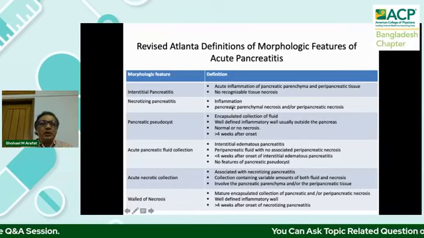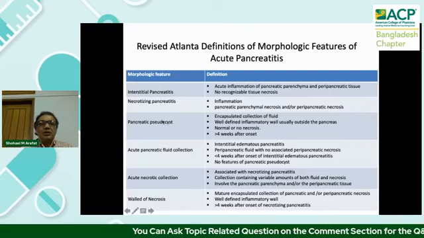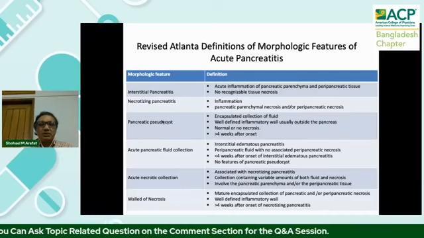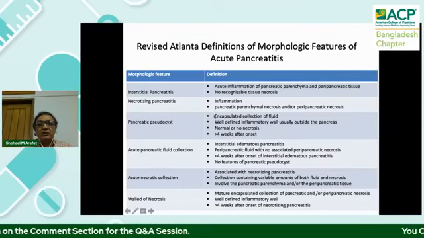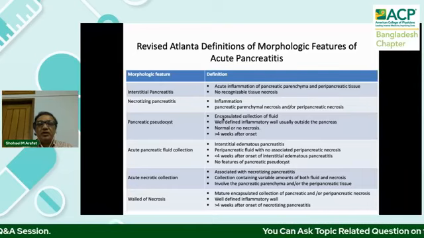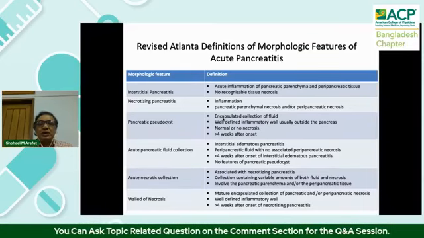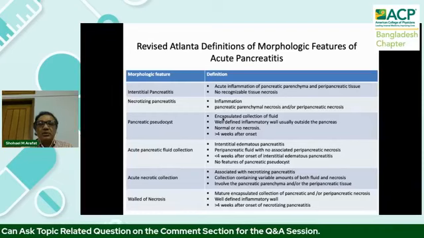Another thing is pancreatic pseudocyst, which I've already said. It happens in the case of interstitial pancreatitis after 6 weeks, sometimes it says after 4 weeks. So this pancreatic pseudocyst happens. The difference is that there is a collection of clear fluid, which is well encapsulated and has a well-defined inflammatory wall, outside the pancreas, with no necrosis, and more than 4 weeks after the onset.